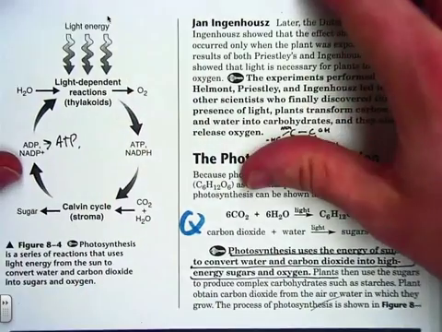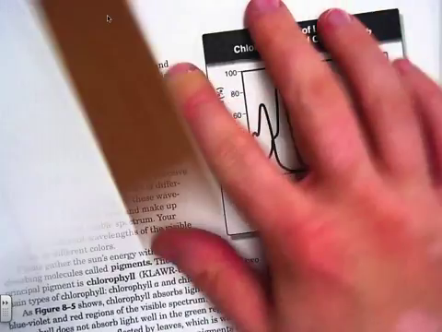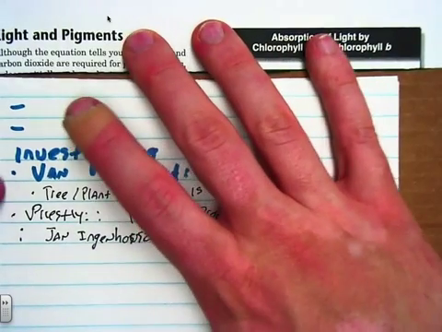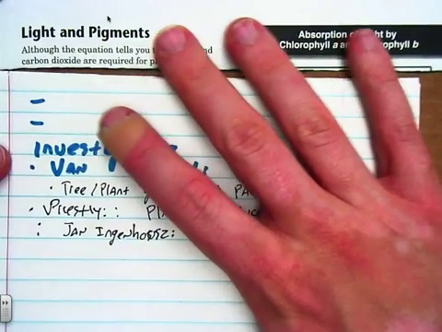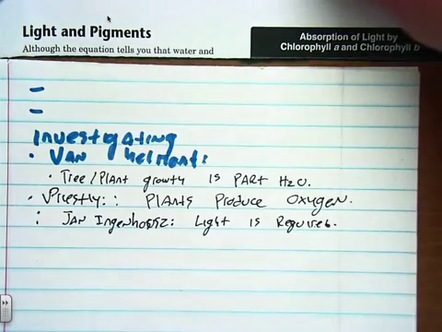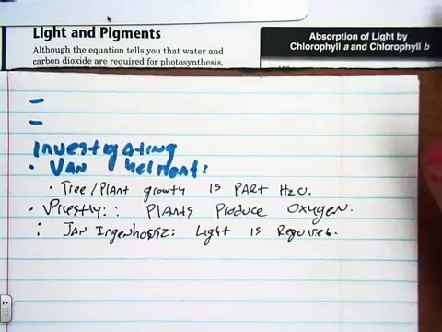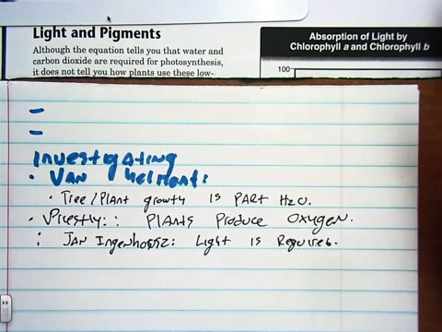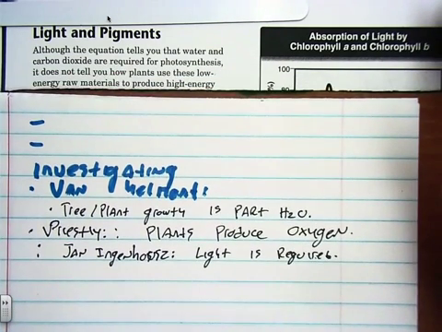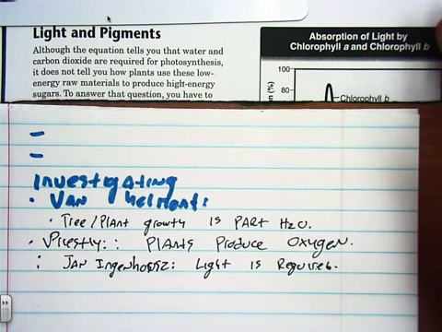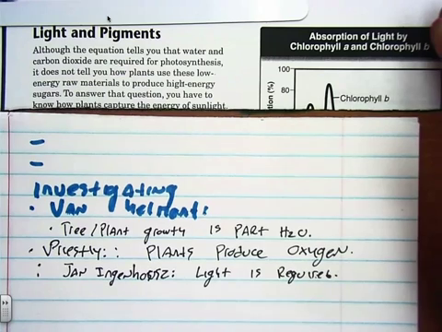Please go to page 207. Lights and pigments. Although the equation tells you that water and carbon dioxide are required for photosynthesis, it does not tell you how plants use those low-energy raw materials to produce high-energy sugars. To answer that question, you have to know how plants capture the energy of sunlight.